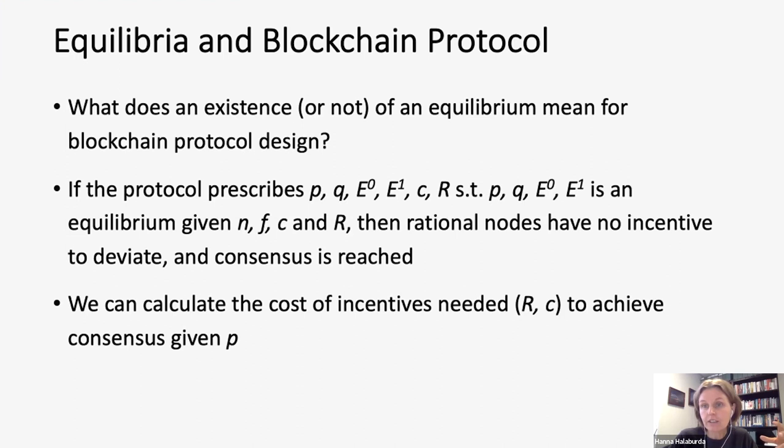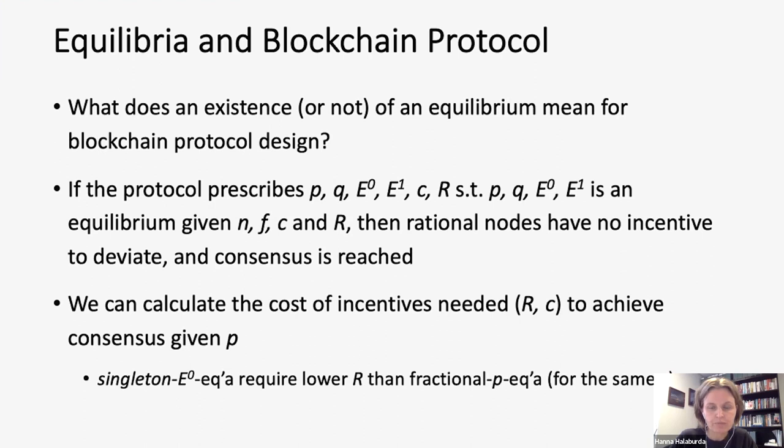And for that, depending on what is the probability of sending messages or forwarding the messages, we need to offer different Rs for different P's and Q's. So we are asking which of those protocols would be more expensive or less expensive. And it's clear that if we can get the messages to be sent by the leader with probability one, and go for the singleton equilibrium, then we're going to have the cheapest possible protocol.